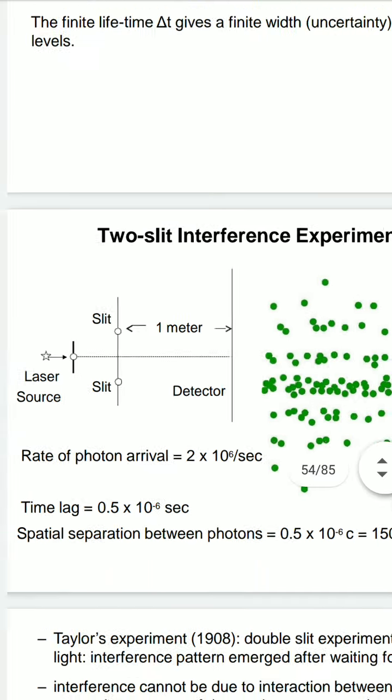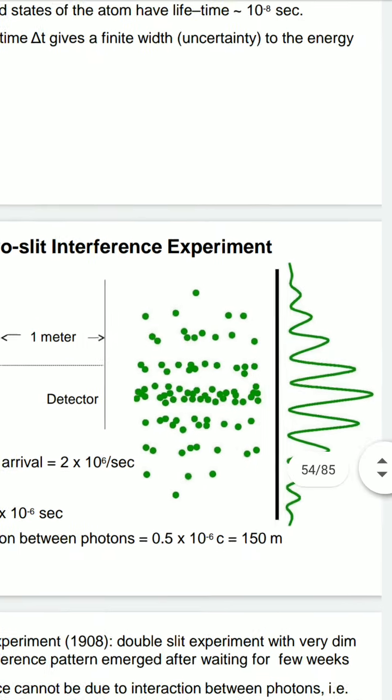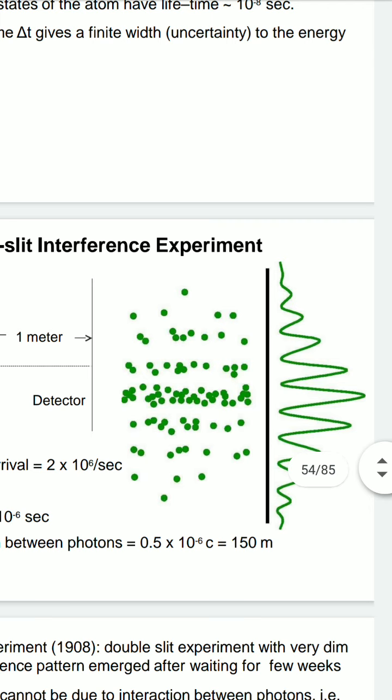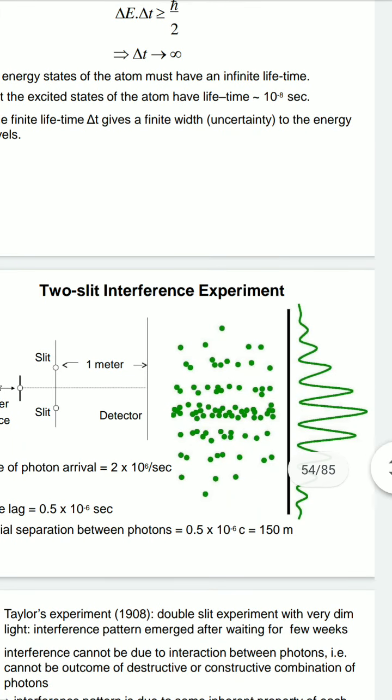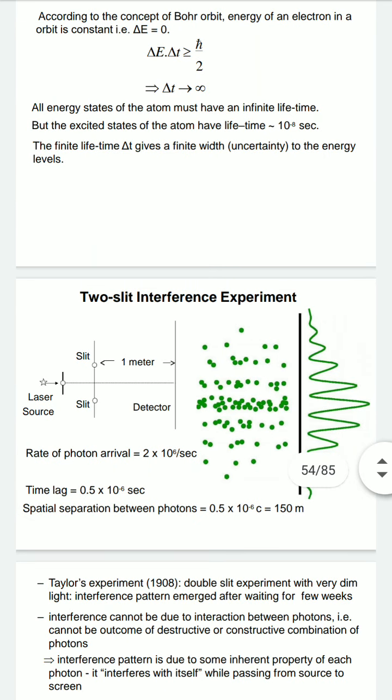So if you detect, you will see the pattern. It will not be a too bright area. It will not be like that. It will be a fringe-like pattern. That means large intensity, low intensity, and large intensity, low intensity pattern will be seen, as you can see in the green picture there. Okay, so we have the experiment now, and now we have to explain how we got these fringes.